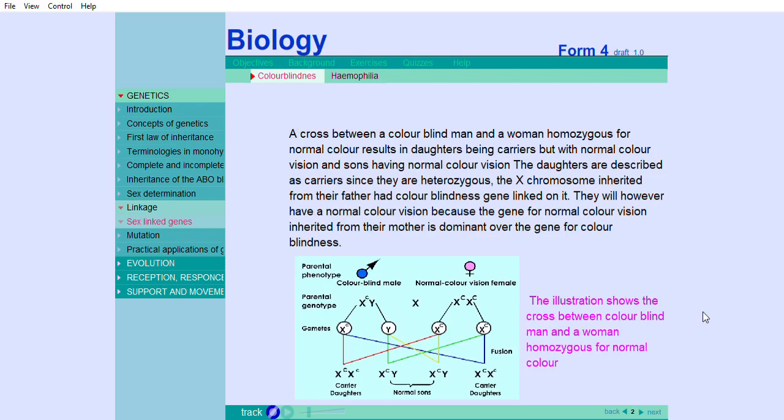A cross between a colorblind man and a woman homozygous for normal color results in daughters being carriers but with normal color vision, and sons having normal color vision. The daughters are described as carriers since they are heterozygous. The X chromosome inherited from their father had the color blindness gene linked on it. They will, however, have normal color vision because the gene for normal color vision inherited from their mother is dominant over the gene for color blindness. The illustration shows the cross between a colorblind man and a woman homozygous for normal color.